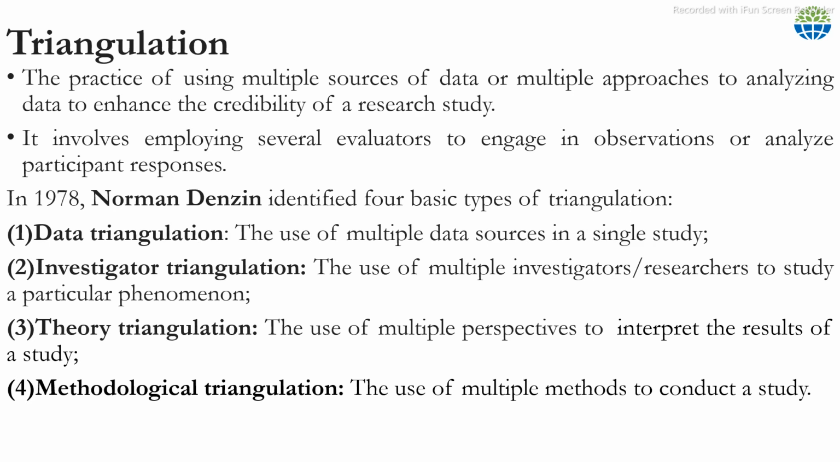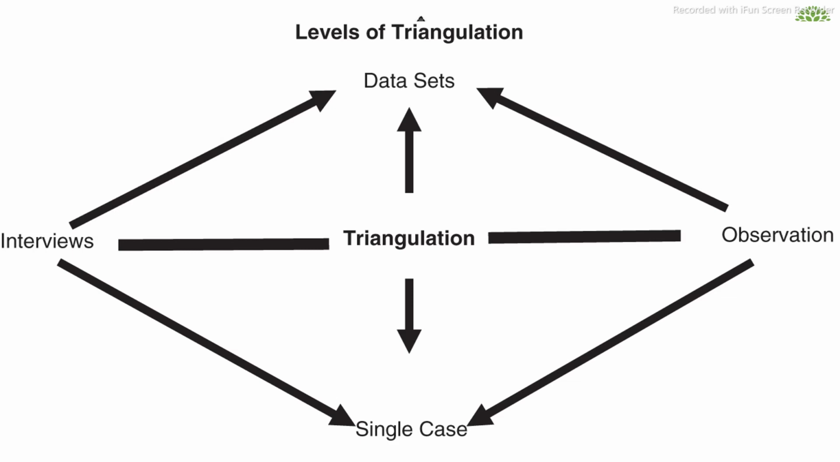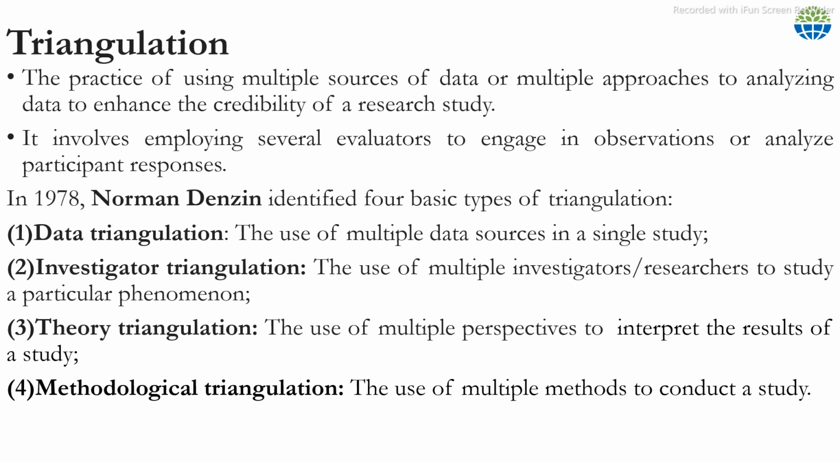So triangulation is the practice of using multiple sources of data, like interview, observation, form filling, etc. So these are multiple approaches to analyze the data to enhance the credibility of a research study or EIA study. It involves employing several evaluators to engage in observation or to engage in analyzing the responses. So there are 4 basic types of triangulation.